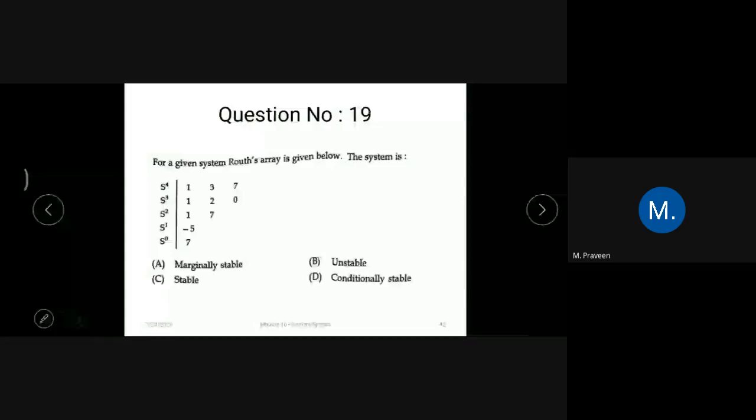Sometimes there is a possibility of asking the number of poles on the right side of the S plane. There is no sign change from 1 to 1, but there is a sign change from 1 to minus 5. That is one sign change. There is one more sign change, from minus 5 to plus 7. So two sign changes. Since it is S to the power 4, there will be 4 poles. 2 poles will lie on the right side of the S plane and 2 poles on the left side. So the system is unstable.